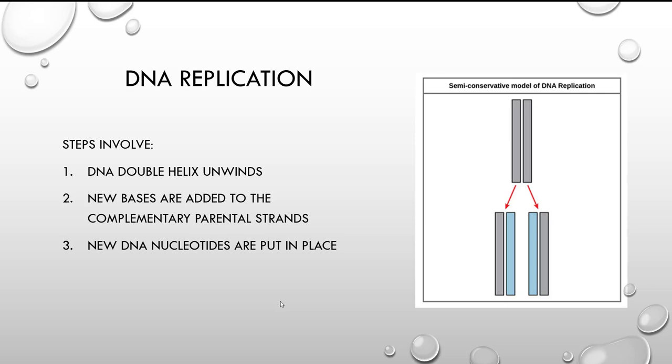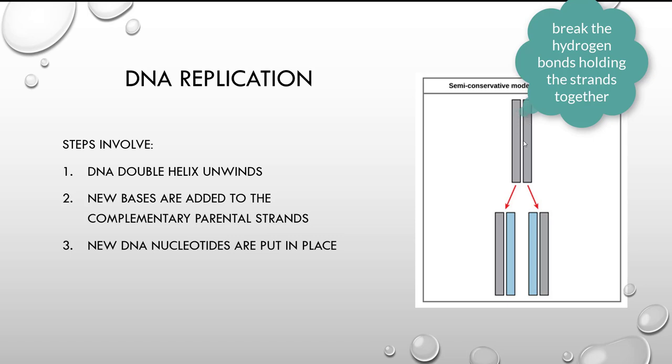This involves basically 3 steps. We'll go into more detail, but it's basically just 3 steps. The first step involves the double helix unwinding. Remember, our double helix is in a helical structure, so first we have to unwind it so it looks more like a ladder instead of a double helix. Then we have to break apart the hydrogen bonds that are holding the complementary base pairs together. So we have to unzip that.